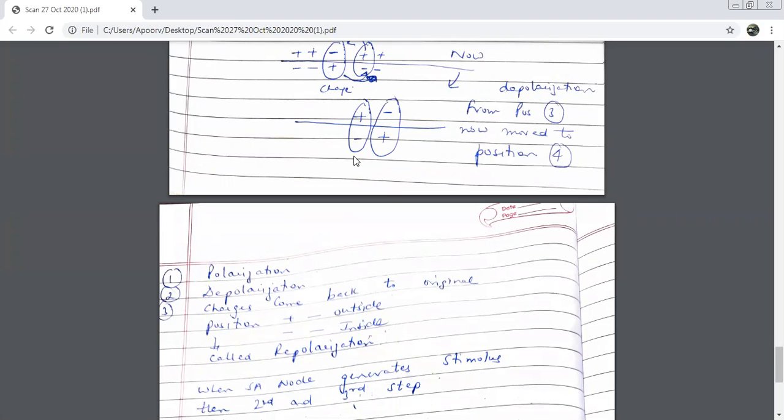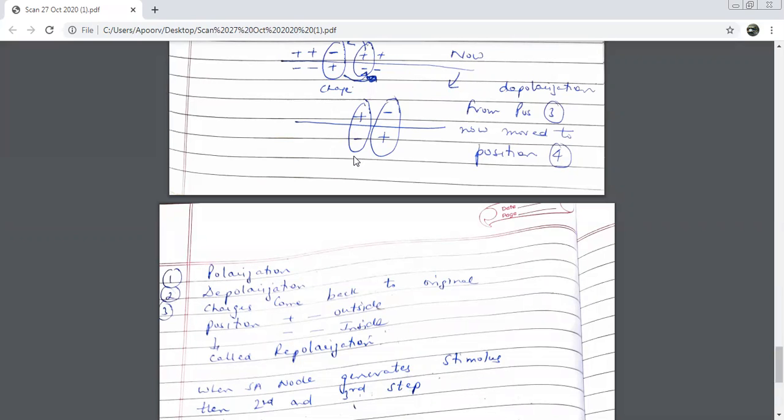So we had three steps. Which was the first step? Polarization. And then after that we had? Depolarization.